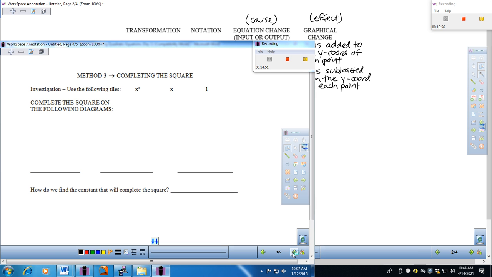Anyway, it says complete the square on the following diagrams, use the following tiles. So maybe you've seen these before. I'm just going to draw them out. This would be what we would call an x squared tile. So x times x is x squared.